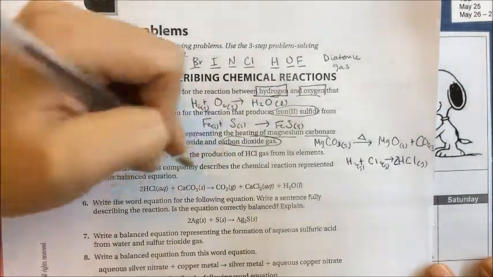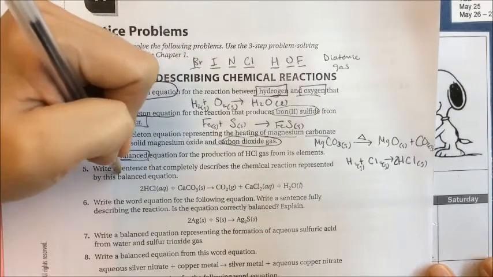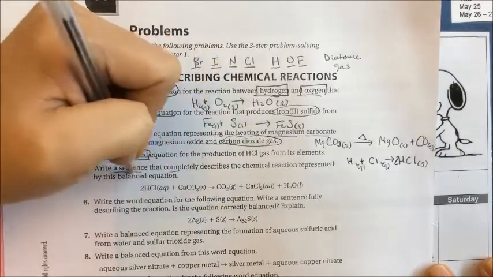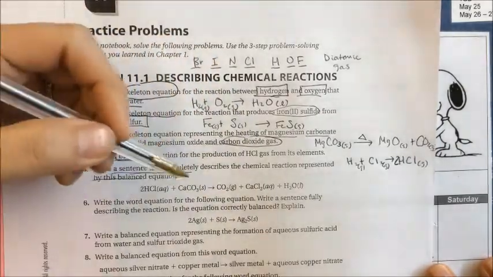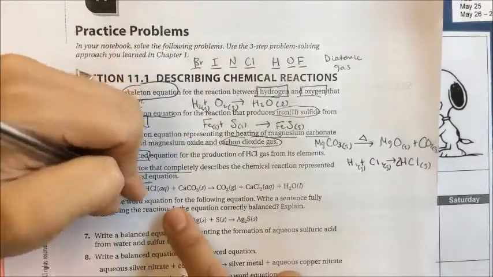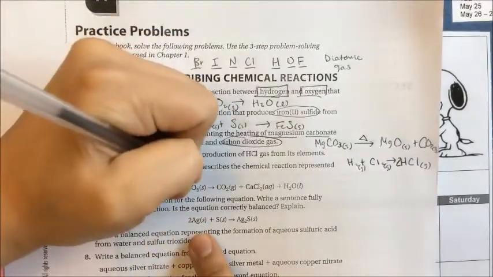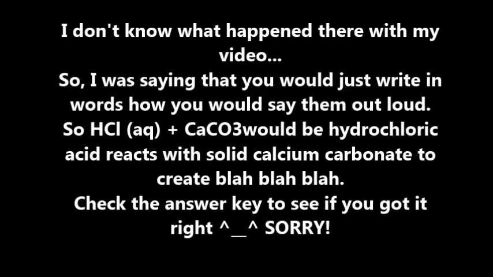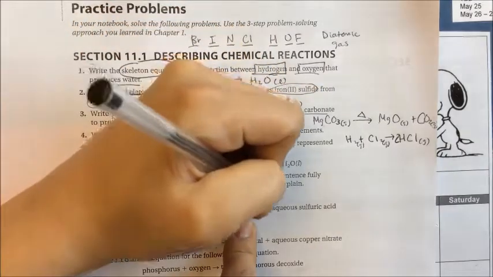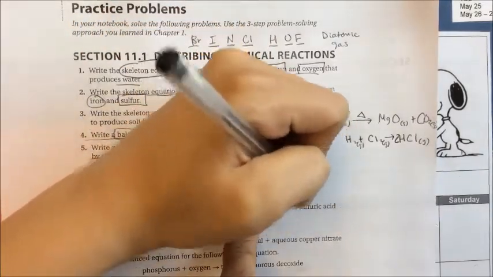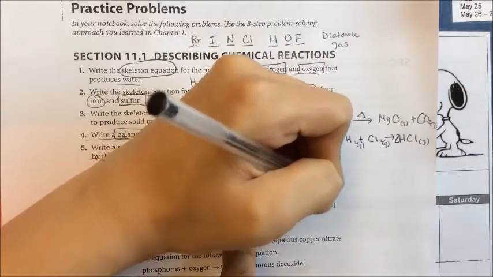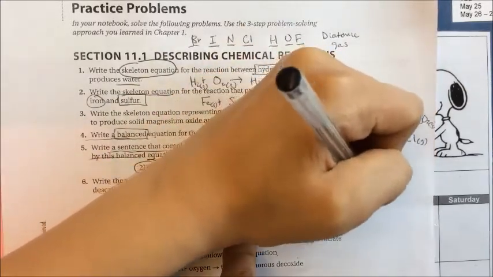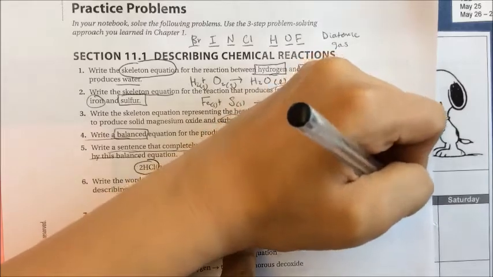The next one wants you to write in words, so write a sentence that describes this. So what it's saying is this. What would you call this in words? You would call this, so I would just write silver plus sulfide yields silver sulfide.